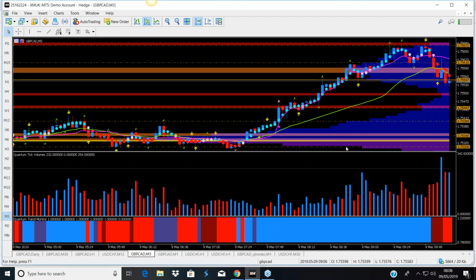Don't use them as crossovers. Oh, it's time to get in, all that sort of stuff. They don't work like that. They're not designed to do that. They're just awful at it, as you can see on the congestion phase there. Terrible. It just tells you nothing.